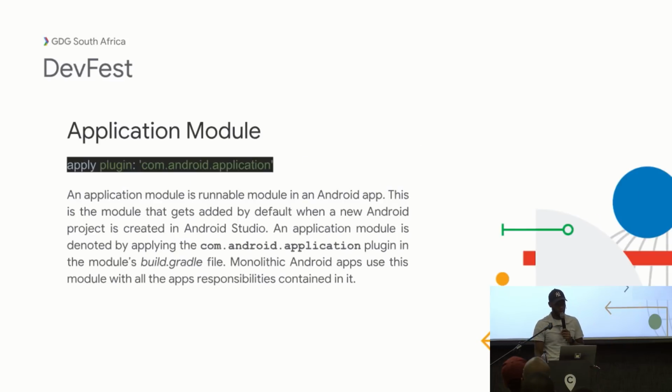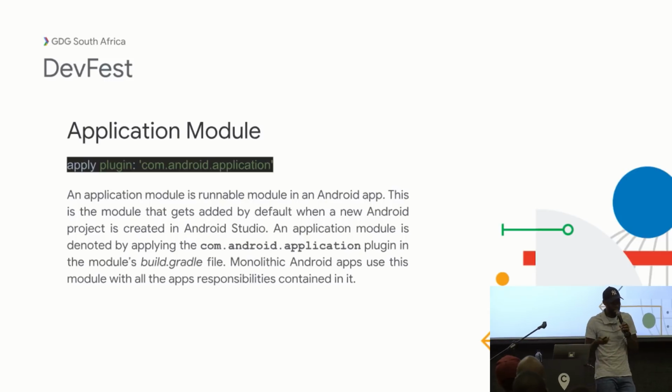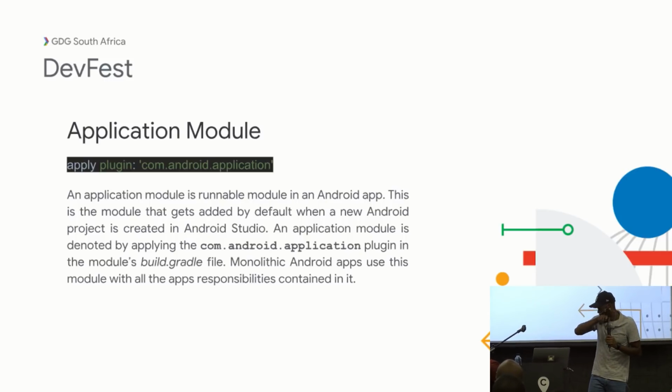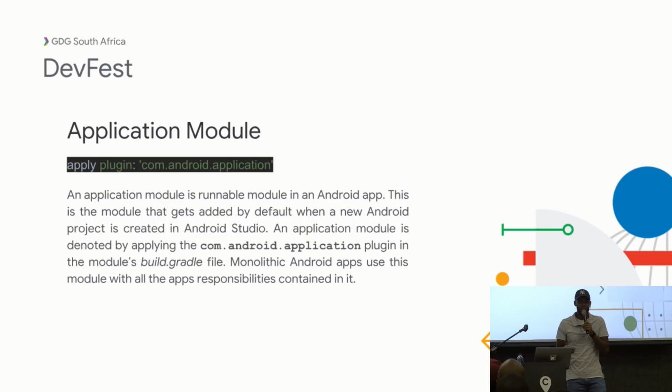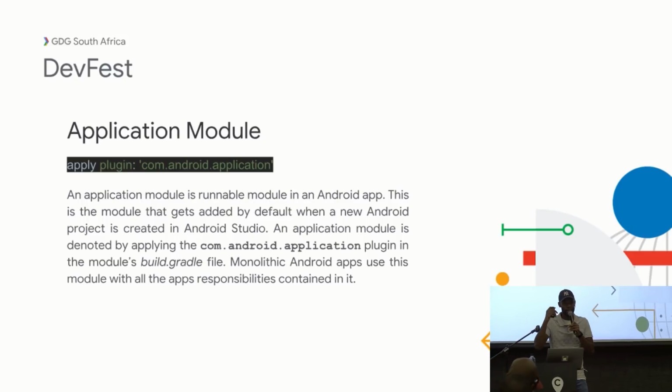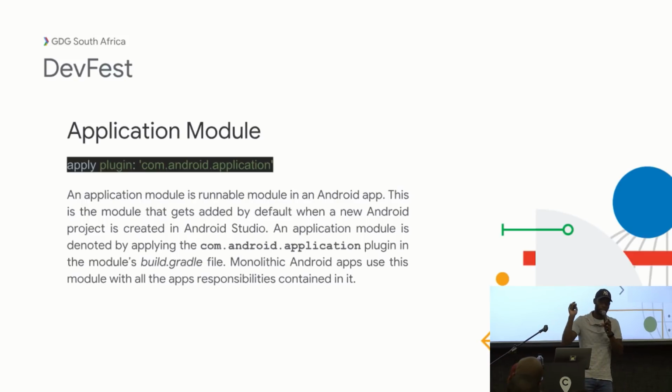So the first one would be an application module. An application module is the initial module that you get every time you create your Android application. When you start a new project and it builds and syncs, you'd see at the top, if you're in the project Android view, a package there called app. That's your initial Android application.